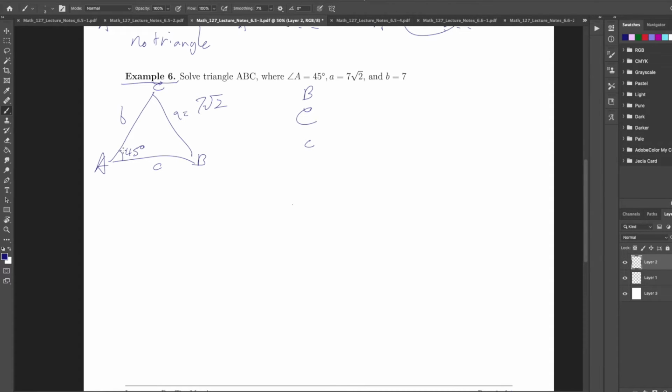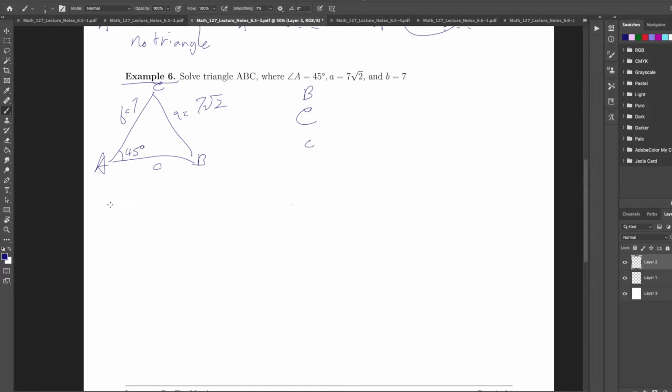Alright, so how do we start this? Well, if I didn't know what to do, the first thing I would look at is 7 square root of 2, and here I have the opposite. So I have a side and the angle opposite, or the angle and the side opposite. That gives me my ratio that'll be constant across my triangle. I do know what b is. b is 7. So I know a side, and so I can solve for B.